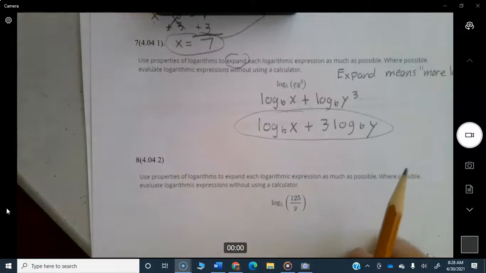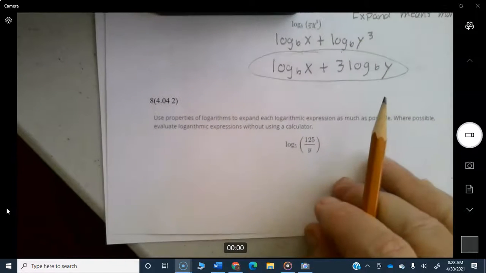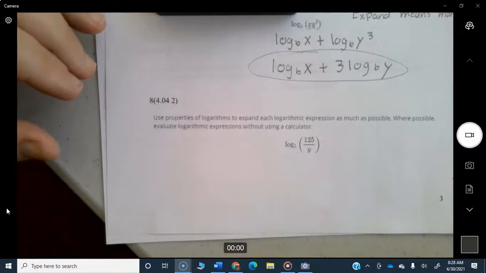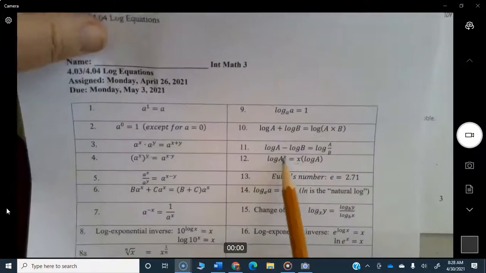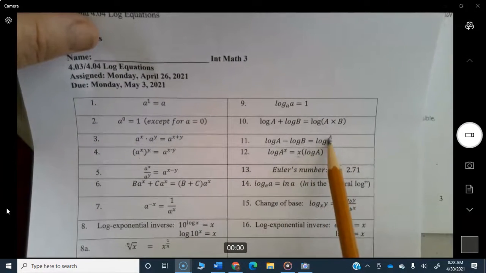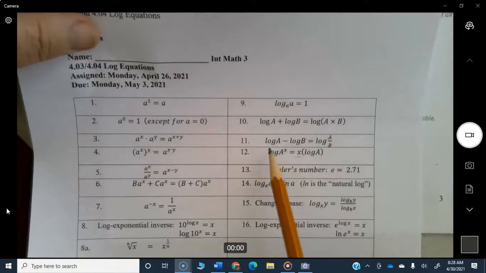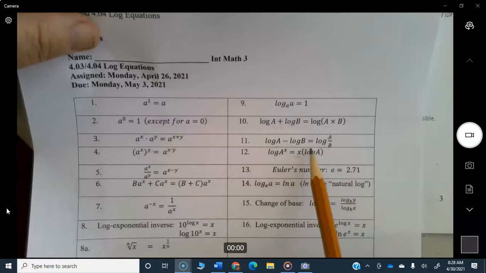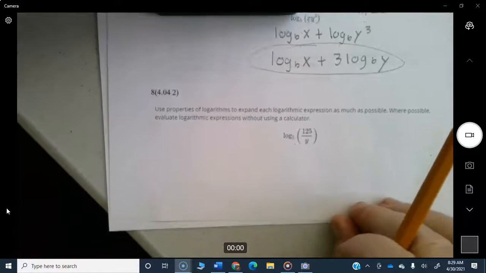Alright, let's go to the next one. This is log base 5 of 125 over y. So you have to use rule number 11 here. And that is if you have a log of two things being divided, or of a fraction like that, you take the log of the top one, log A, and subtract the log of the bottom one, log B. So we're going to go ahead and do that.